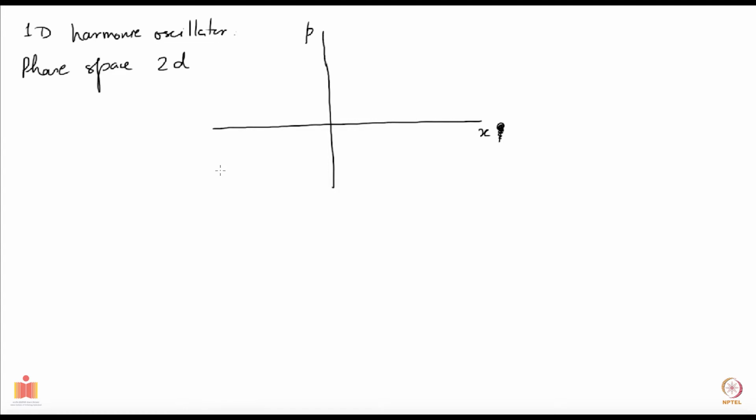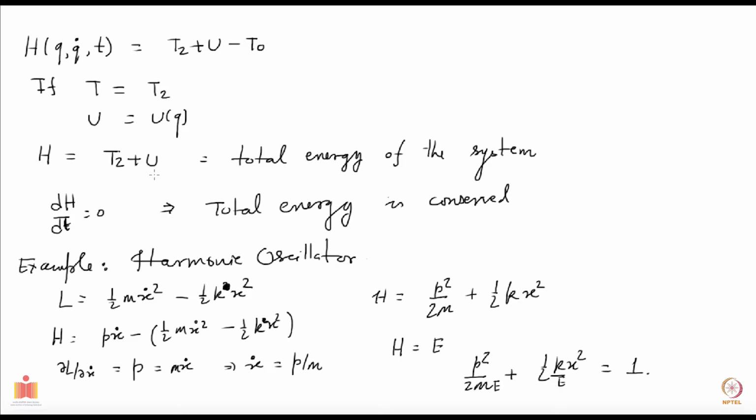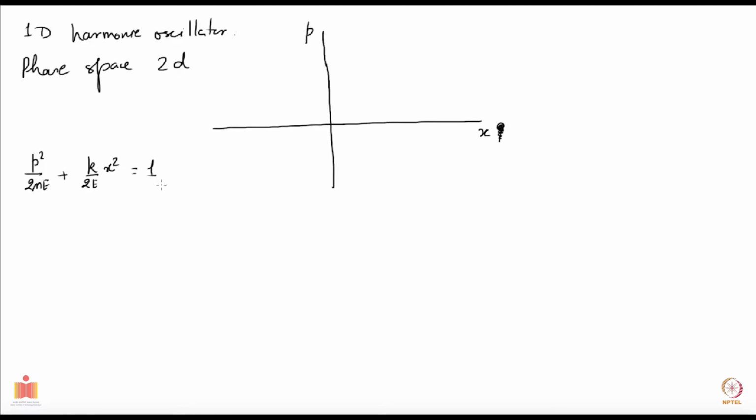Now we have the equation p square over 2mE plus k over 2E x square is equal to 1, right? That's what I think we had. Now if you are given one oscillator, then for that oscillator this is the condition that has to be satisfied. So if you look at what this represents, it represents an ellipse in the xp plane, but for simplicity let me put all the constants m and k to be 1.